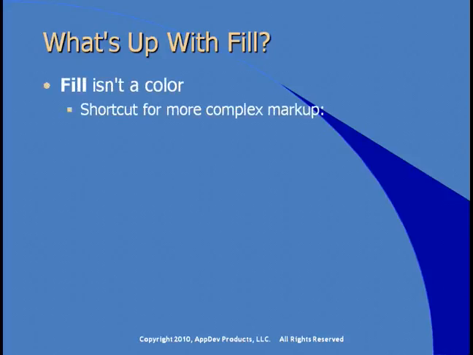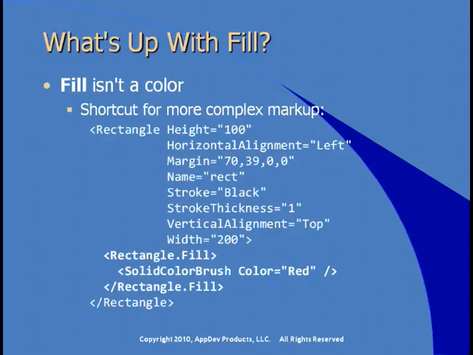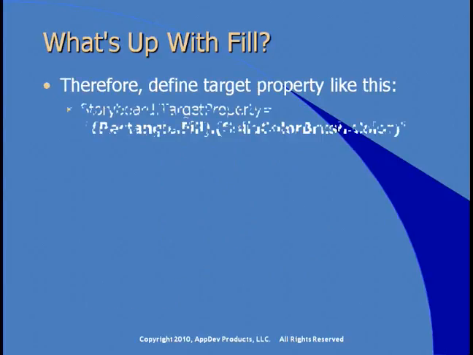It isn't a color. It's a shortcut for more complex markup. When you actually set the fill property of a rectangle to be red, what you're really doing is this. You're setting rectangle.fill to be a solid color brush whose color property is red. Given all that, in order to set the target property, you need to indicate that you're setting rectangle.fill.solidColorBrush.color.